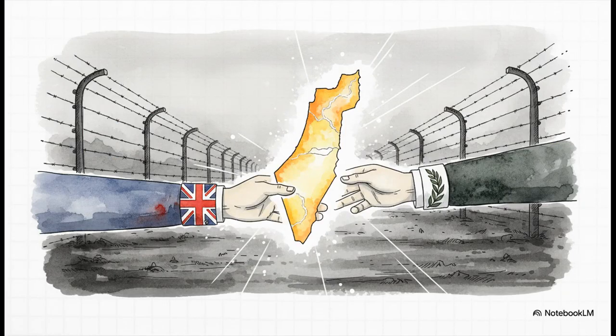And we have to remember the context here, because it is absolutely critical. The world was just beginning to understand the full, unimaginable horror of the Holocaust, where 6 million Jews were murdered. This created this powerful wave of international support for the idea that a Jewish state was essential, a place to ensure a catastrophe like that could never happen again.